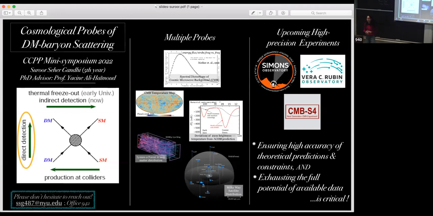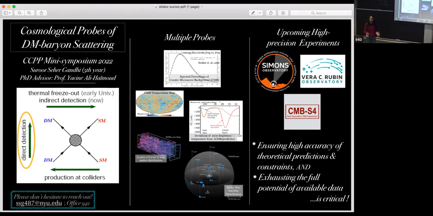Hi everyone, my name is Sudhir Gandhi and I'm a fifth year graduate student working with Professor Yacine Ali-Haïmoud. In a nutshell, what I work on is the theoretical analysis of scattering between dark matter and baryons, and what effect that might have on cosmological observables such as the CMB, the cosmic microwave background.